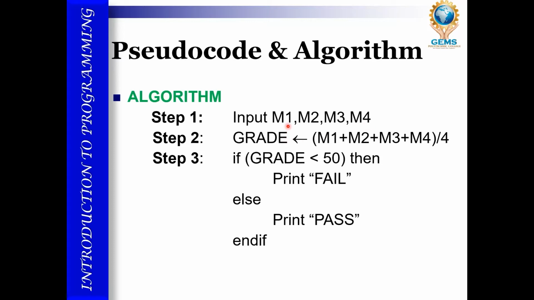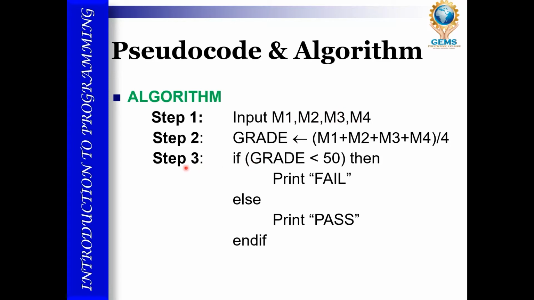So M1 carries one data value, M2 carries another data value, M3 carries another data value, and likewise M4 also carries another data value. So altogether 4 values we have given through the input instruction. Now step 2 says grade. That means what we are going to do? We are going to sum all the 4 values, and finally we have to divide by 4 to get the average. Now grade stores the average value of these 4 inputs.